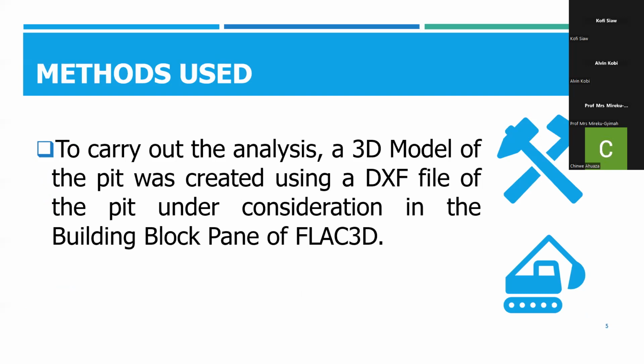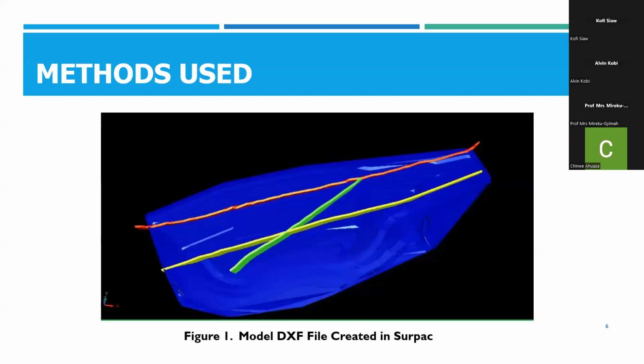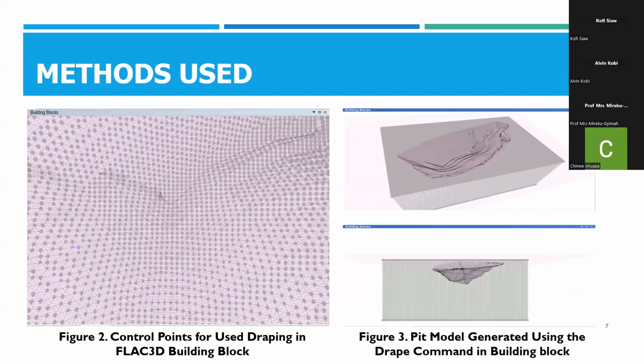A DXF file was first created in SEPAC, and then it was imported into the FLAC3D Building Blocks pane. So the DXF file together with the Building Blocks pane was used to create a 3D representation of the pit under consideration. This is the DXF file that was created in SEPAC, as shown in figure 1. And as seen in figure 2, the control points of the Building Blocks pane of FLAC3D were used to map the surface of the building block model to match the imported DXF file, to create a realistic and more accurate impression of the pit under consideration.